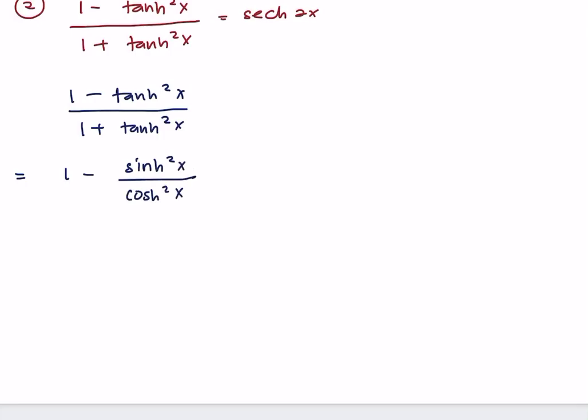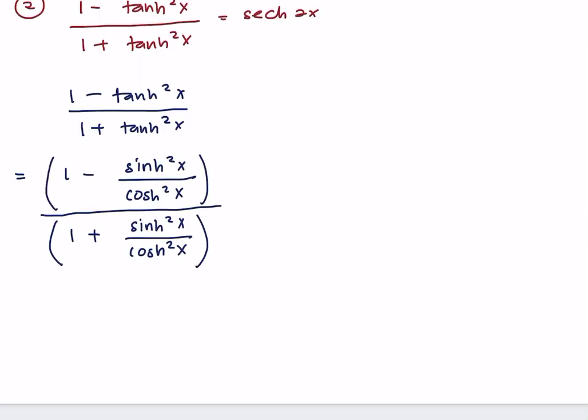Why I change this? Because that is the only identity that I know from here. So 1 plus sinh squared x over cosh squared x. I think I want to change the denominator. We multiply, so we have cosh squared x minus sinh squared x over cosh squared x.